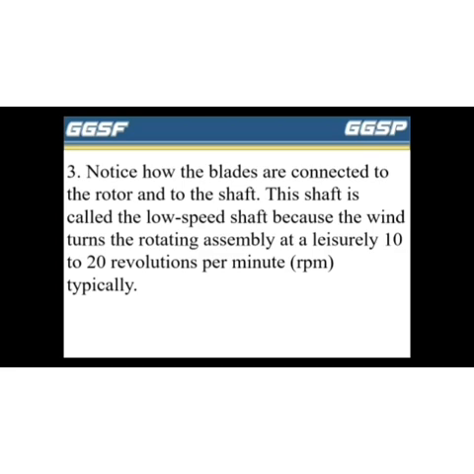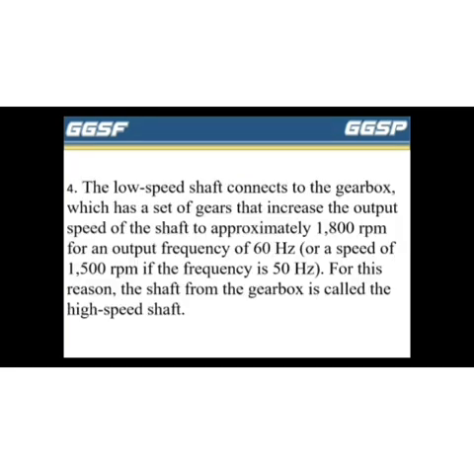Notice how the blades are connected to the rotor and to the shaft. This shaft is called the low speed shaft because the wind turns the rotating assembly at a leisurely 10 to 20 revolutions per minute (RPM) typically. The low speed shaft connects to the gearbox, which has a set of gears that increase the output speed of the shaft to approximately 1800 RPM for an output frequency of 60 Hz, or a speed of 1500 RPM if the frequency is 50 Hz. For this reason, the shaft from the gearbox is called the high speed shaft.